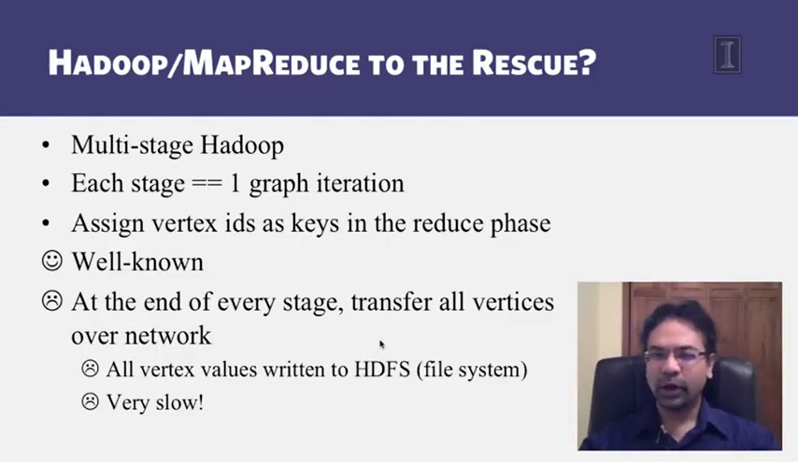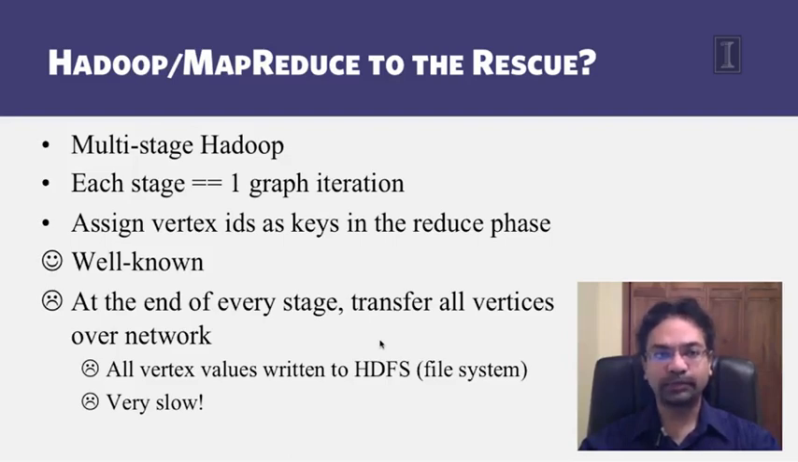So in order to run this in a distributed system, can we use Hadoop? That is the first thought that we have. Well, if we wrote this using Hadoop, essentially we would have a multi-stage Hadoop where you would have one map and reduce phase for each iteration. So each map and reduce stage would be one graph iteration. So if you had 100 iterations, you would have 100 chained Hadoop or map reduce jobs one after another. You would use the vertex IDs as the keys in the reduce phase so that the information about a particular vertex would get routed to the same reduce task, which would then use it to compute the new value for that vertex.